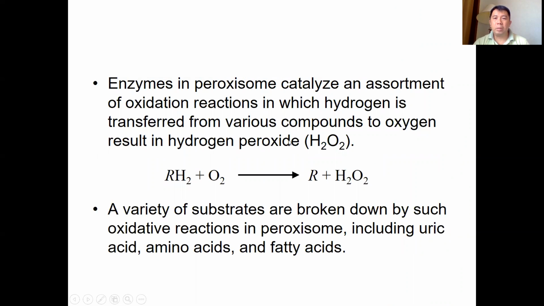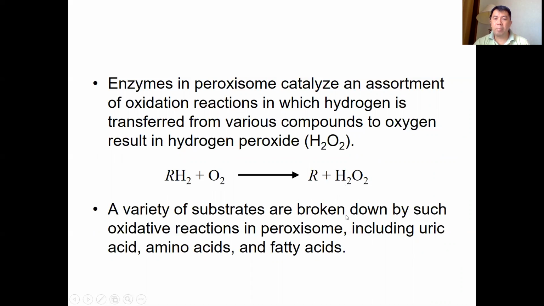The enzymes in the peroxisomes are oxidative enzymes, which conduct oxidative reactions in which hydrogen is transferred from various compounds to oxygen, resulting in hydrogen peroxide. As you can see here, R represents any compound containing hydrogen ions and hydrogen atoms. They react with oxygen, and one of the products will be hydrogen peroxide.